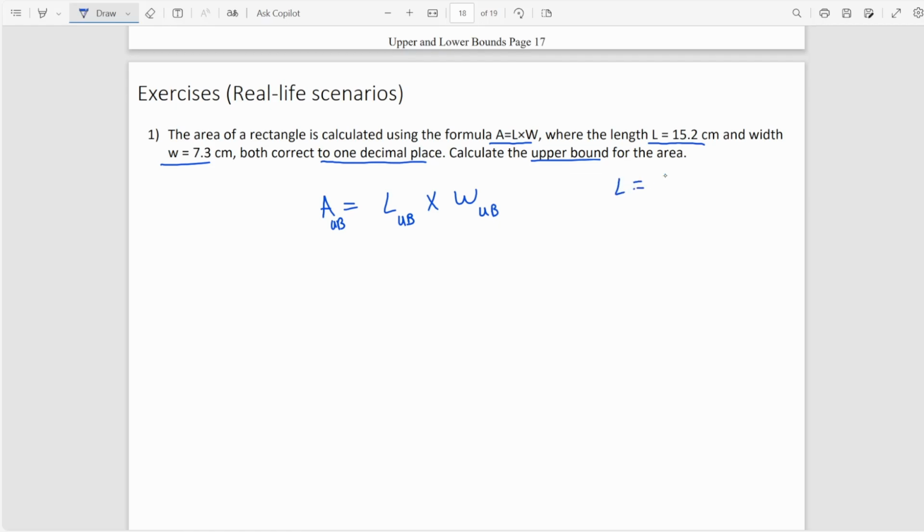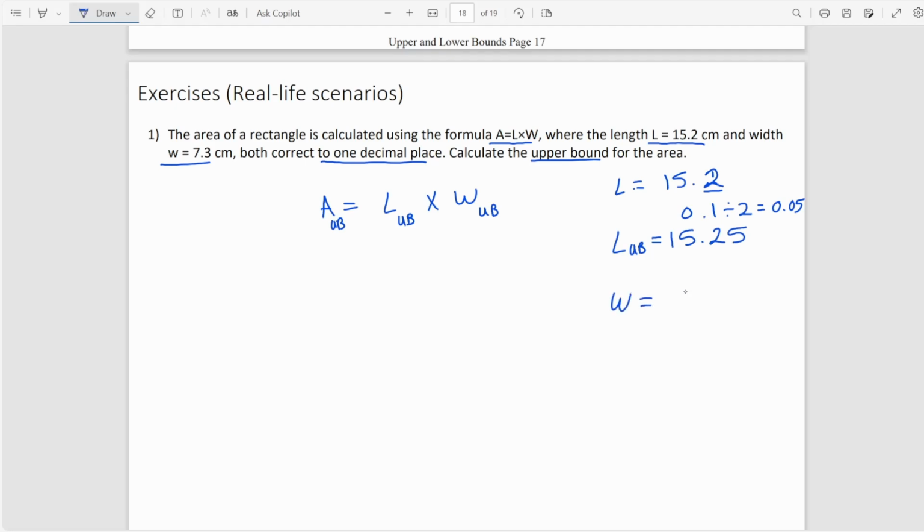Now we know that the length is equal to 15.2, and this is correct to 1 decimal place, which means this is the first decimal place right here. So 0.1. Dividing this by 2 gives us 0.05. And so my length upper bound is the addition of 15.2 plus the error, which gives you 15.25.